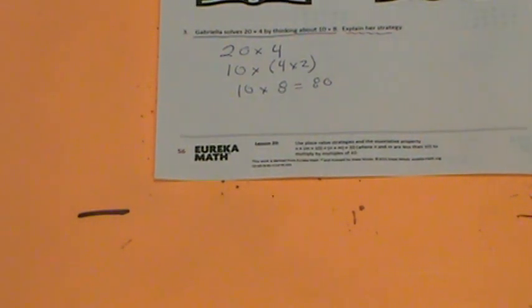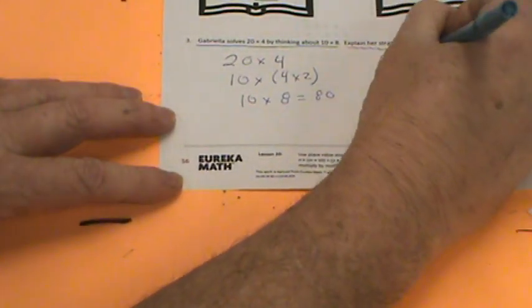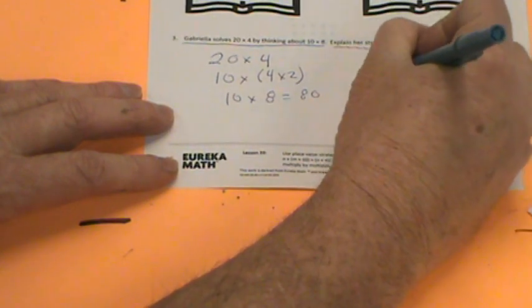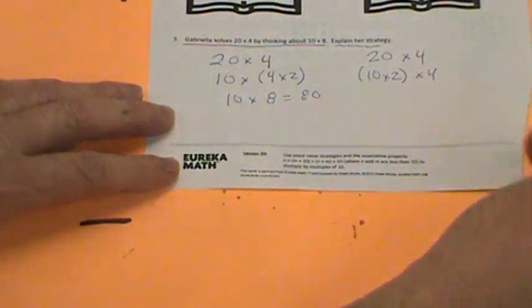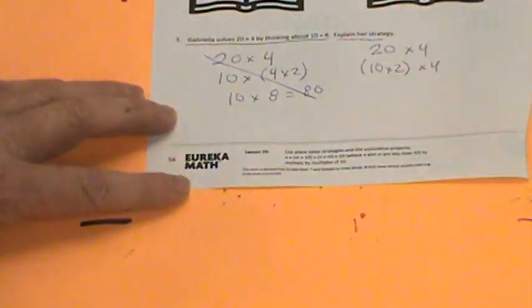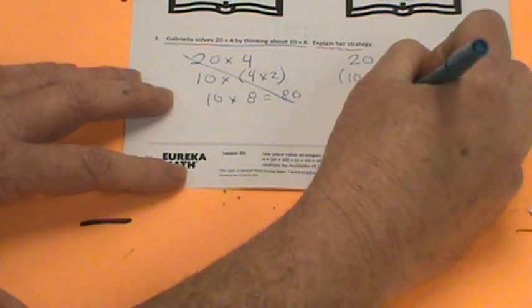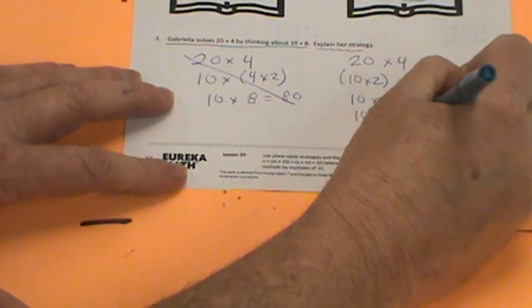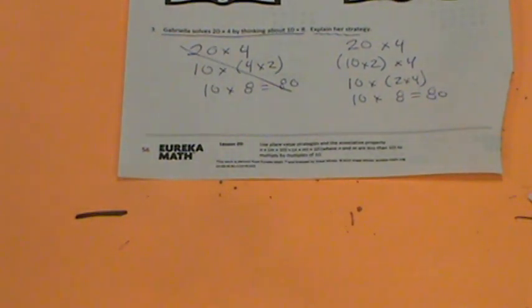So that's kind of how Gabriella went about it, right? So another way to do it would have been, let's just take a look at one more way. We could have gone 20 times 4 and go ahead and write this down, and we could have gone 10 times 2 times 4, and then we could have shifted it. This is the right way to do it, Mr. Leggett, forget that way. We could have shifted it and gone 10 times 2 times 4, which equals 10 times 8. You guys probably got that right. So there we have it.